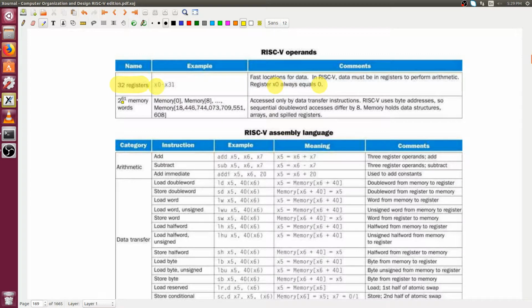We have 2 to the 61 memory words. That's a lot, that seems very big. Those can only be accessed by data transfer instructions, and RISC-V uses byte addresses. When we talk about bytes, we're talking about groupings of 8 bits. That's why these memory accesses are memory of 0, of 8. These are all going to be multiples of 8.